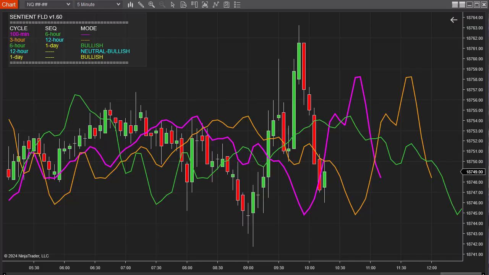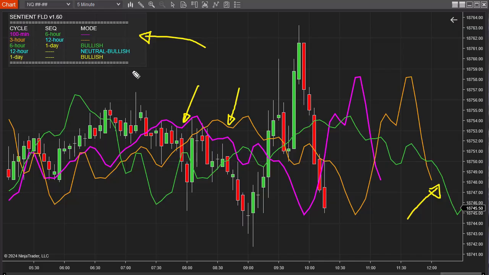I have simplified the display of the sentient FLD indicator so that all we are seeing are the three FLDs. Here they are. The signal cycle FLD is the pink colored line, the mid-cycle FLD is the orange colored line, and the green line is the sequence cycle FLD. We also, of course, have our cycle table displayed at the top left of the chart, and you can see that the table provides the color coding reference for each one of these cycles.